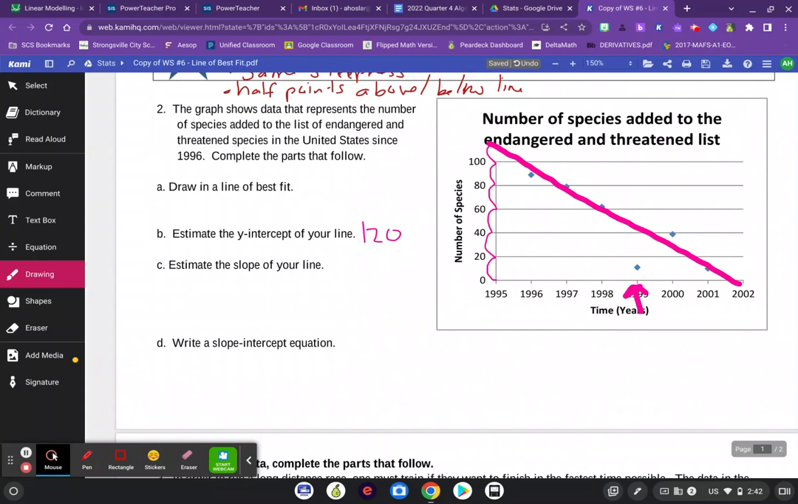It says estimate the slope of your line. So now I got to pick 2 points that are on my line. And it kind of seems like this point right here is on my line and this point right here is on my line. And it looks like that is the point 1998, comma, we'll say 61. And the other point looks like it's 2001 and 10.